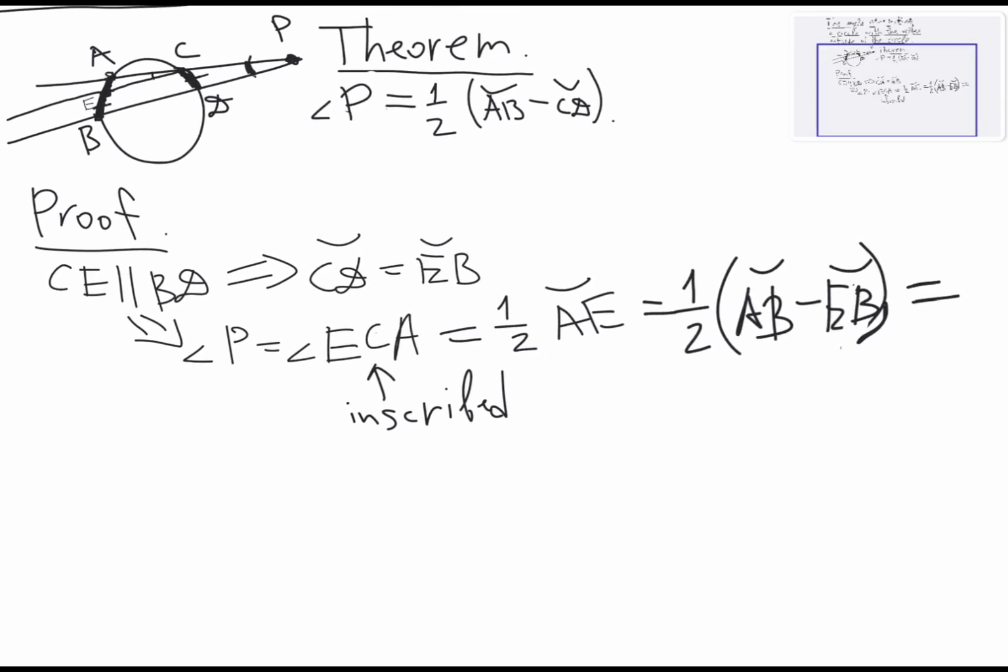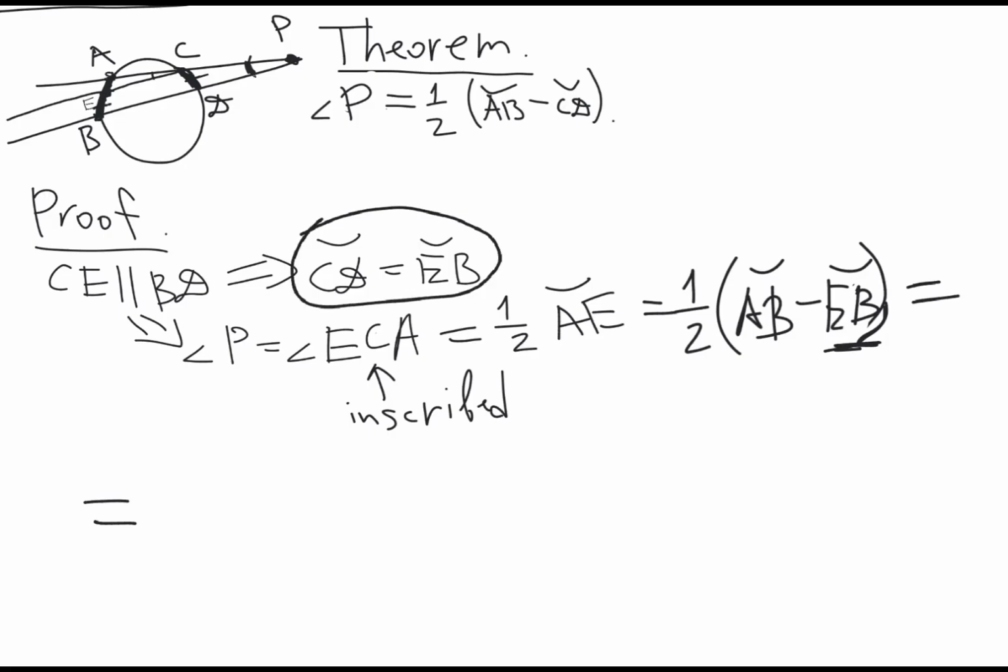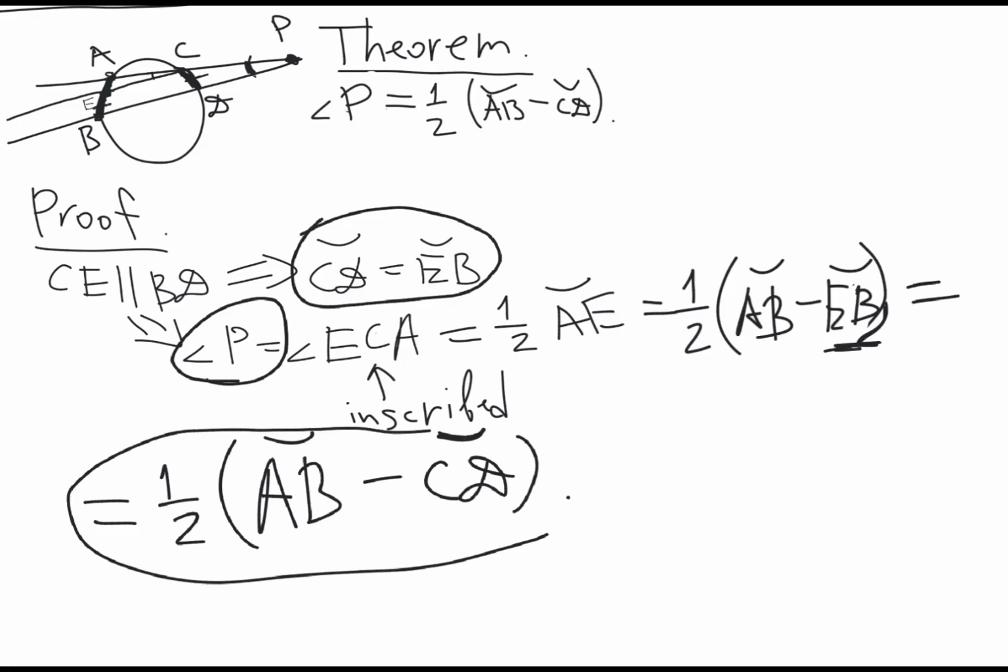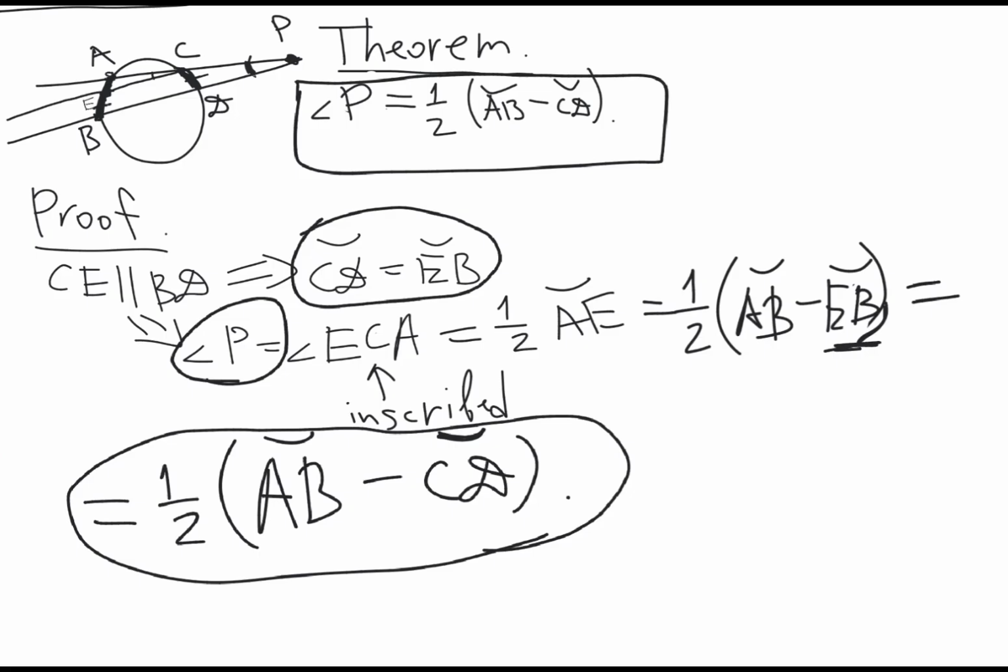And this is equal to, so AB we leave it as it is, and EB we rewrite using this equality that we obtained previously. So we write that this is 1/2 of AB minus CD, the arc CD. And this is actually exactly what we need to obtain. So if we look at the beginning, the angle P is equal, then the chain of equalities, and look at the end, 1/2 of the difference between the arcs AB and CD, and this is exactly what we need to prove. So this concludes the proof.